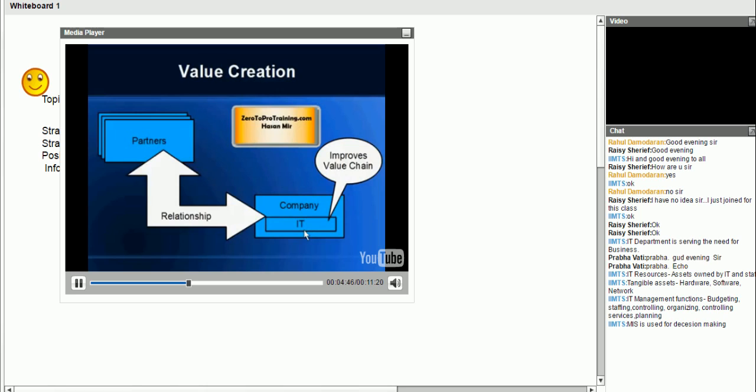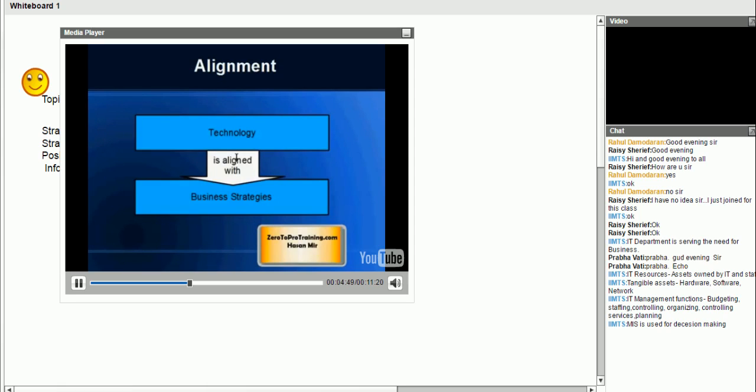I pointed this out in the beginning of this video that the IT department is serving the needs of the business. It's not sitting in a vacuum. Actually, without the business, IT is nothing. So IT has to keep itself aligned with the business needs. It's not the other way around. It's not that the business department is changing their ways of doing things so that they can fit themselves with the technology used in the IT department. It's the other way around. IT has to keep themselves aligned so that they can serve the overall strategies of the company.